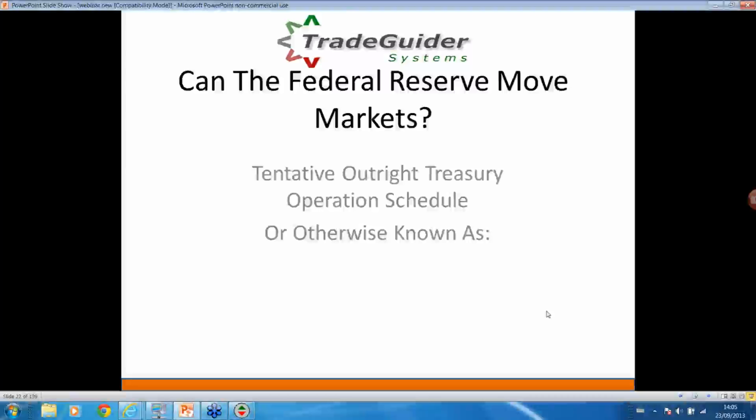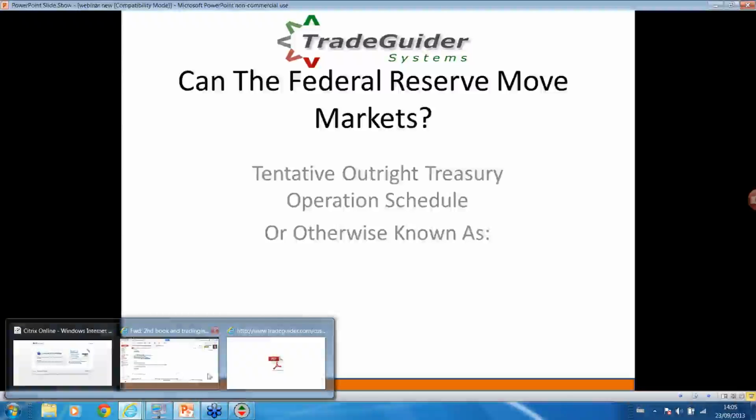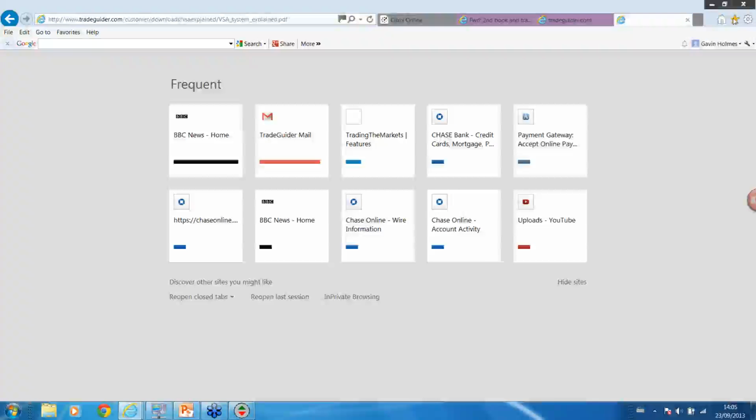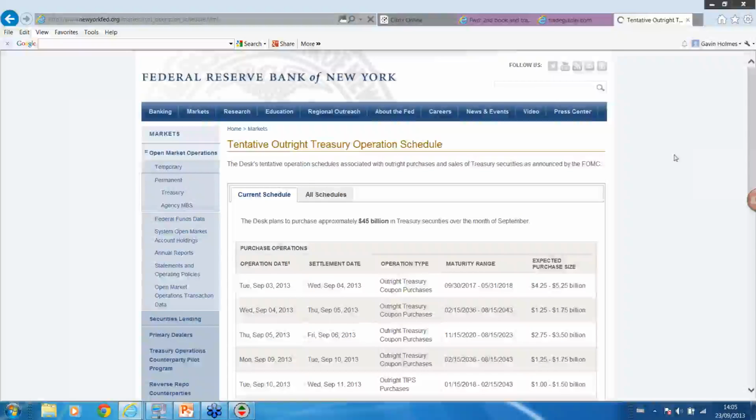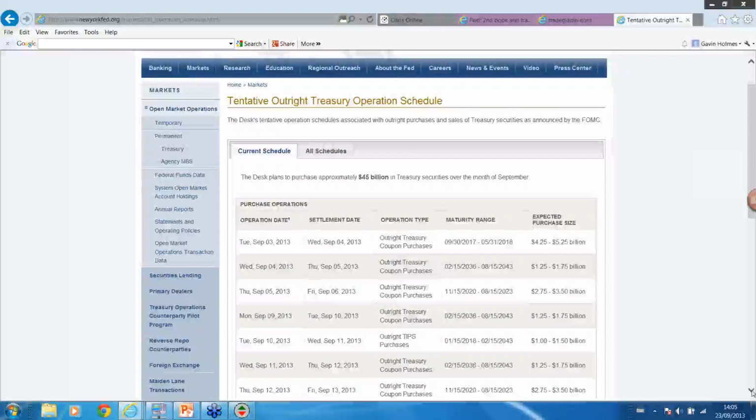Now, when they put money into the system, it's used by the large banks to buy bonds, stocks, futures, whatever market they're trading. And it's also known, it's called the Tentative Outright Treasury Operation Schedule. And that schedule is available to the public if you know where to look for it. I'll just put the website up now. Now, this is really important.